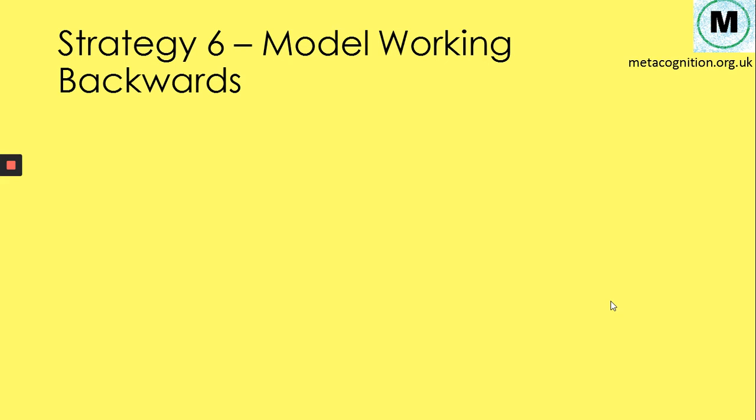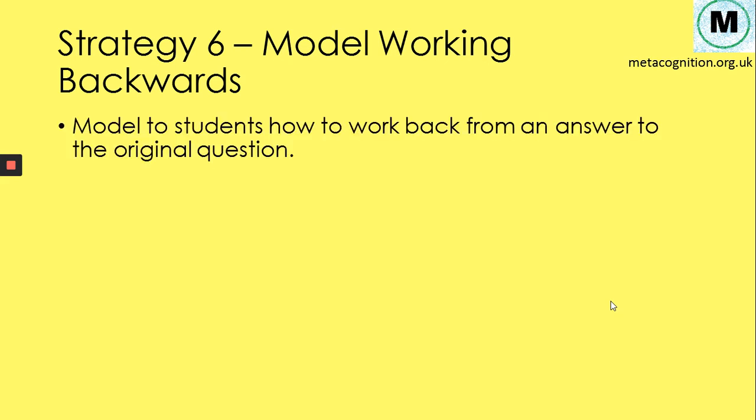Strategy 6 is to model working backwards. The idea here is you're given a question and you're given an answer, and you show students how you go from the answer back to the original question. And this is a fantastic opportunity to justify the stages, to really stretch students' thinking, and for you to show your thought processes with this.